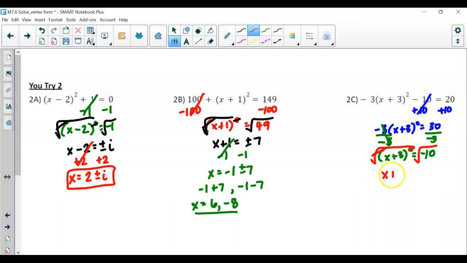And x plus 3 is equal to, you should have noticed, the square root of a negative 10. So i and just radical 10, because you can't simplify that radical. Oops, sorry about that, plus or minus i radical 10. Now solving for x, subtract 3 from both sides. And x is equal to, that's negative 3, then plus or minus i radical 10.